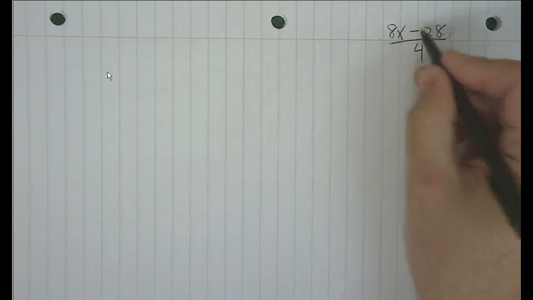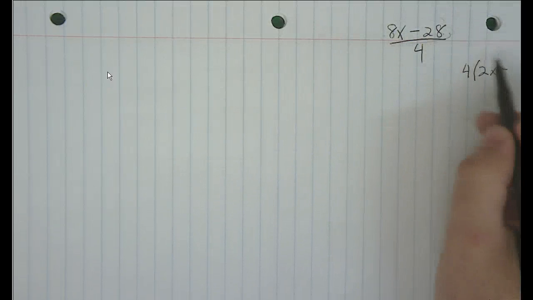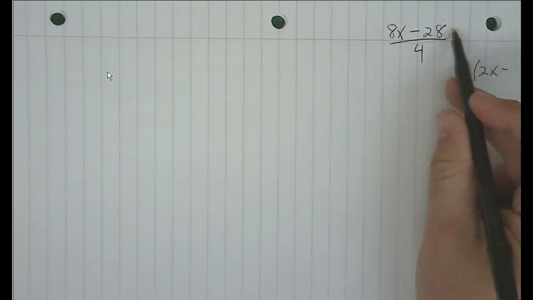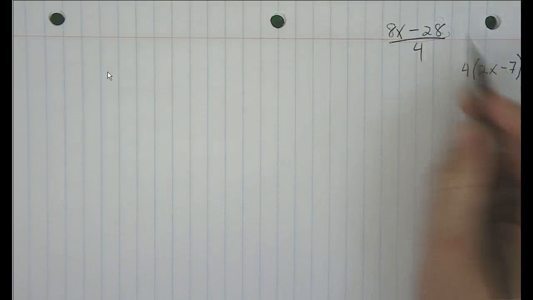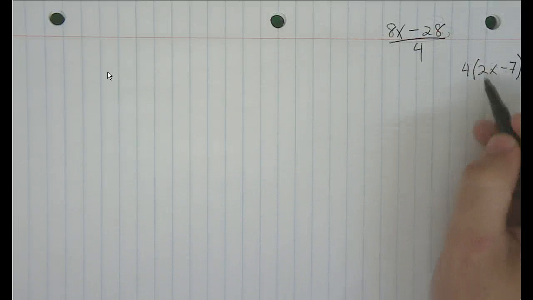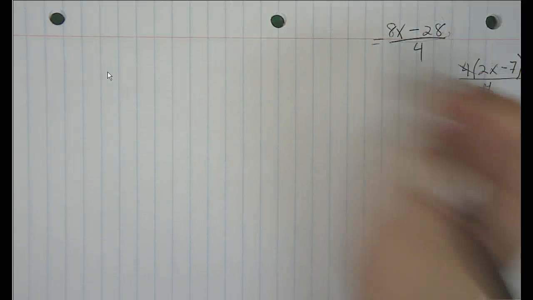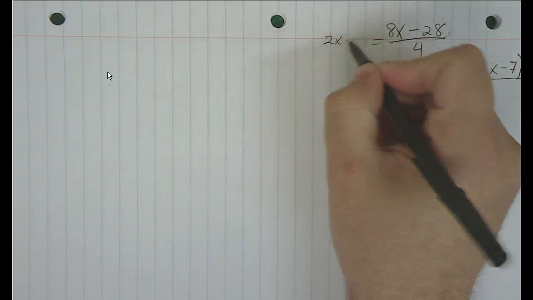And then this negative 28, I asked myself, well, what does 4 have to be multiplied by to turn into 28? Well, 4 times 7 is 28. Negative 7 will be negative 28, right? So these two expressions are the same, and then because I'm dividing by 4 and multiplying by 4, those cancel, and so we find out that expression is the same as 2x minus 7.